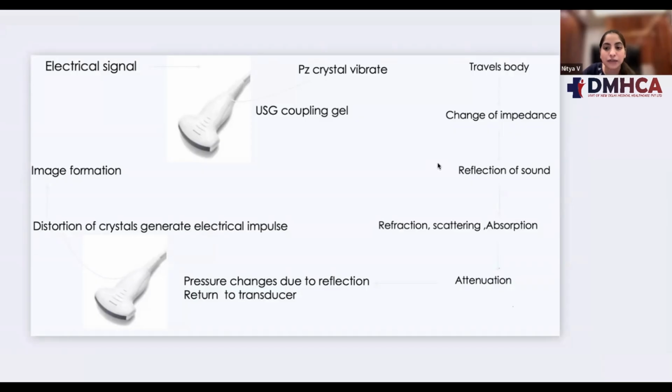After that reflection, there is refraction and scattering of the sound wave, and some of the sound energy is absorbed. All this is clubbed together and called attenuation. Attenuation is the absorption of the sound wave, when the sound energy is lowered. Because of the pressure changes due to the reflection, the wave returns to the transducer, causing distortion of the crystals, which creates an electrical impulse that helps the ultrasound machine form an image.